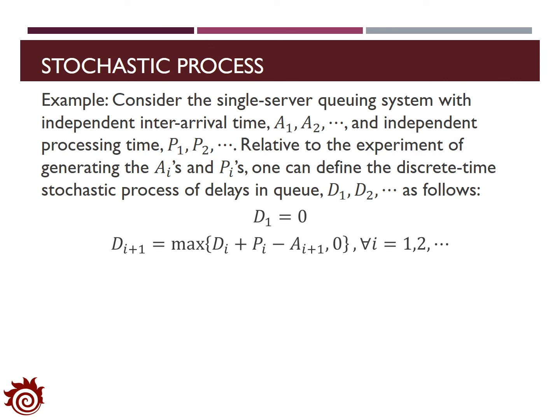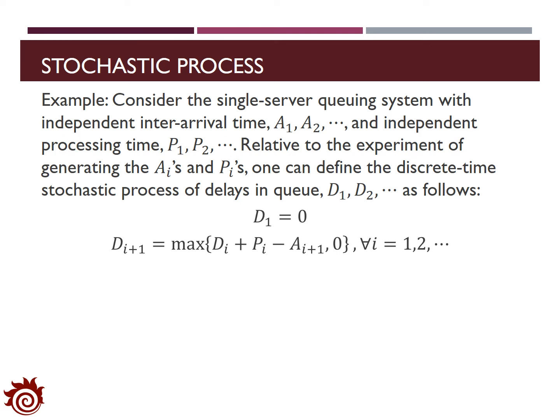Now let's see one example of a stochastic process. Considering a single server queuing system with independent inter-arrival times of tasks, we have A1, A2, A3 till An, and the independent processing time for each task as P1, P2 till Pn. Then relative to the experiment of generating Ais and Pis, we can also define the processing delay time in the queue as D1, D2 till Dn.